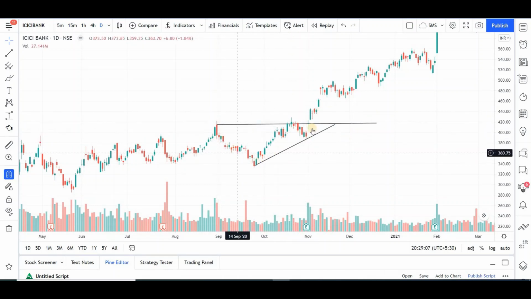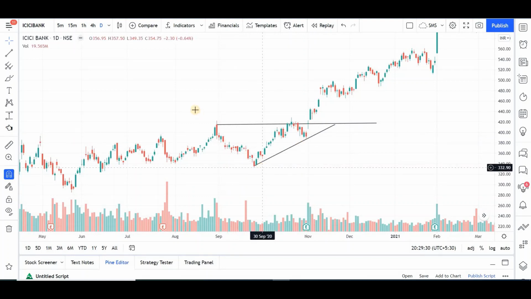So from a pure visual perspective, this is clearly an ascending triangle, where the price is moving upwards. It is touching here, coming down, touching here, coming down, and it's just making new higher lows. This is what we discussed on the concept.